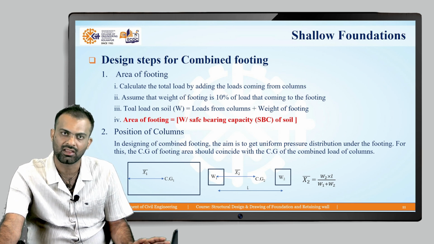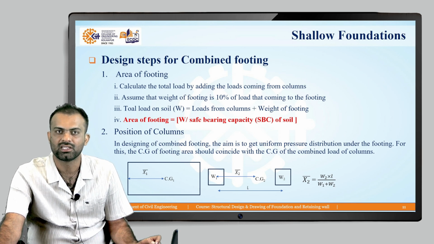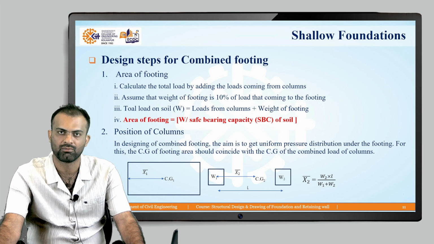So the primary criterion in the design of a combined footing is that we need to coincide this CG1 and CG2 in such a way that we place the two columns on the footing. That is the aim, to get uniform pressure distribution under the footing. If we get the uniform distribution, then we get a uniform upward pressure on the footing. So that is the primary aim. We have to get the uniform pressure distribution under the footing, and to achieve that, we need to coincide CG1 and CG2.